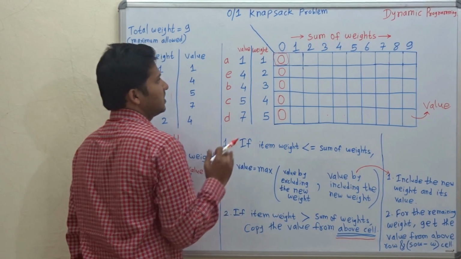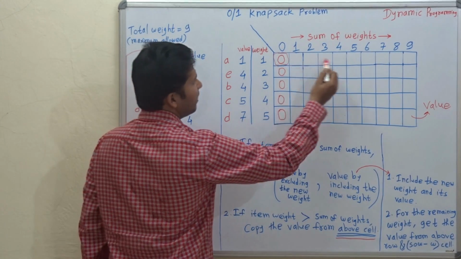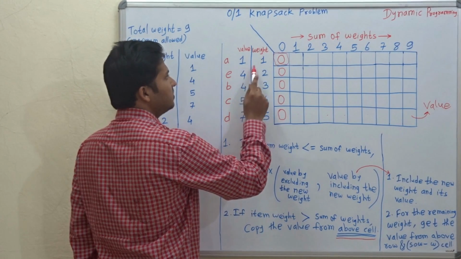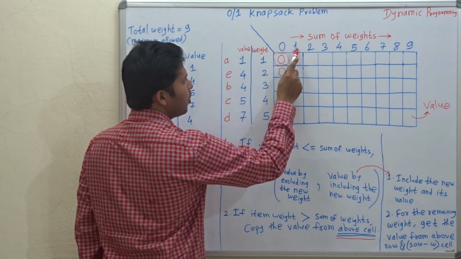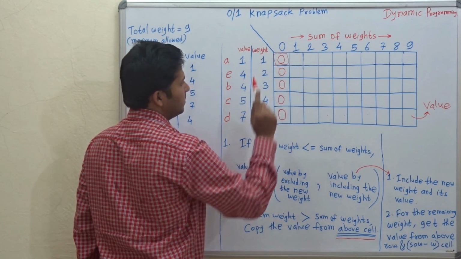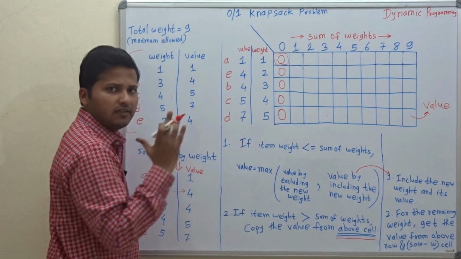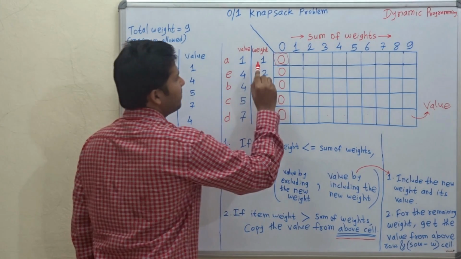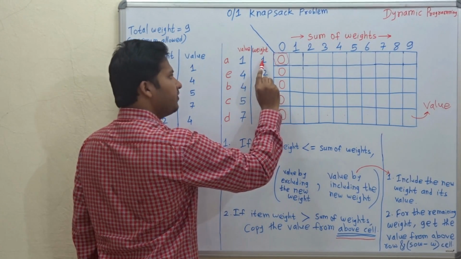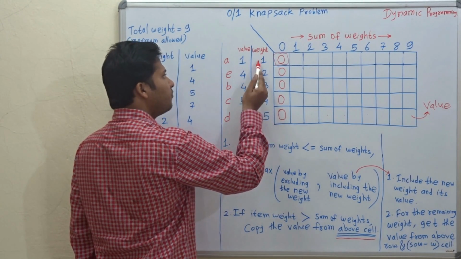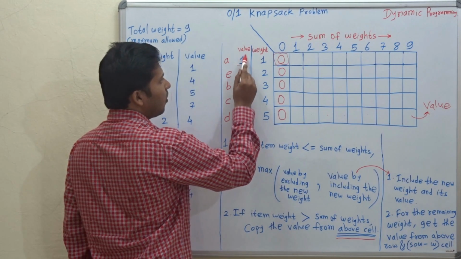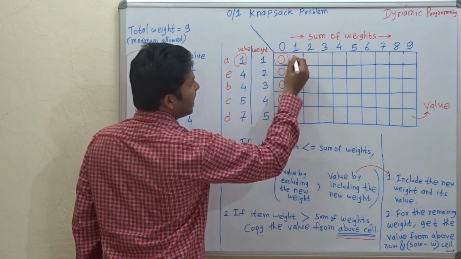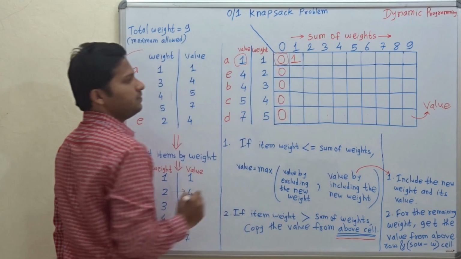Now let's start by filling the values row wise. Now you have a weight 1 and you want to form a sum of weight equal to 1. Yes, you can do that. You can use this weight. Okay, so I will use this weight. Whenever you use a weight, you have to write the value of that weight in the cell. So I will write the value.